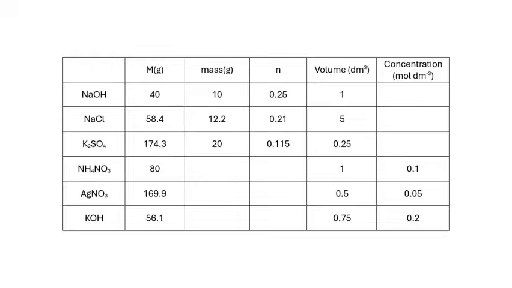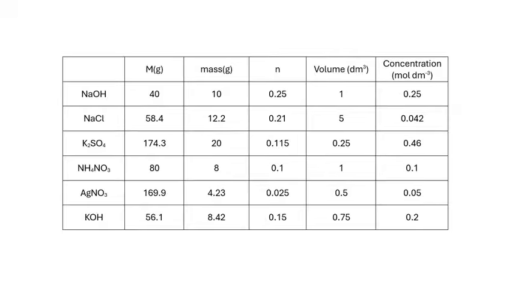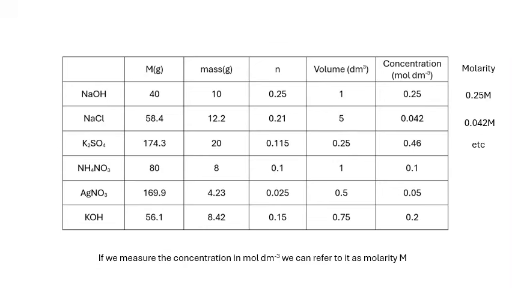Right then, guess what you have to do on this slide? Go for it, pen, paper, don't be lazy, and I'll show you the answer in 3, 2, 1. There you go. Nice bit of practice there. Okay, as I said earlier, if we measure the concentration in moles per decimeter cubed, we can refer to it as molarity. So 0.25 moles per decimeter cubed is 0.25 molar, capital M.